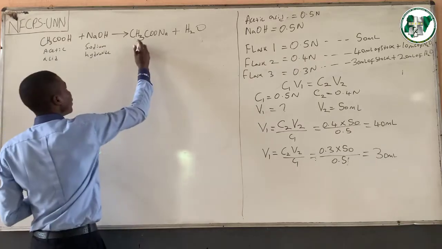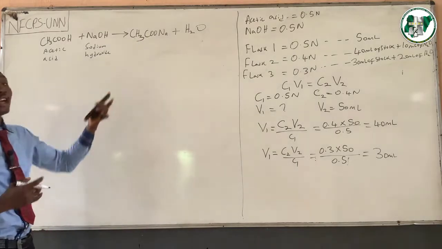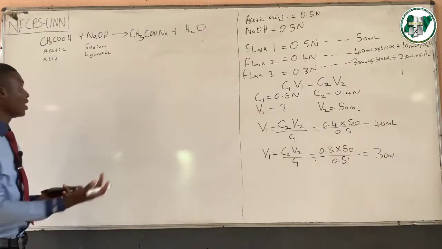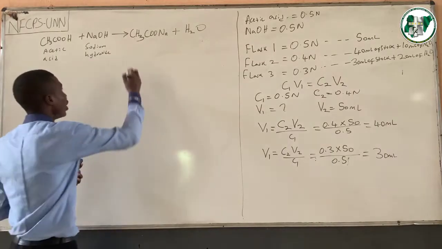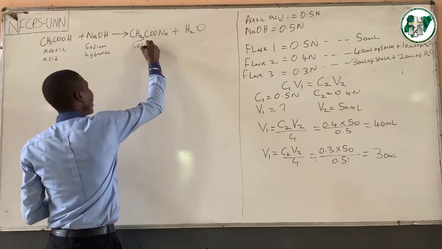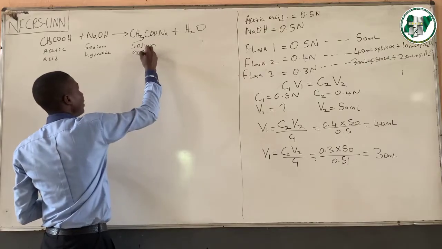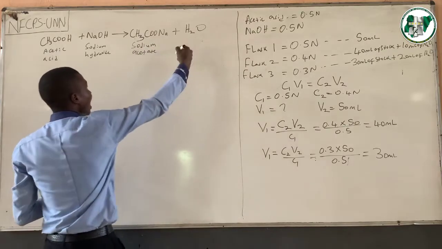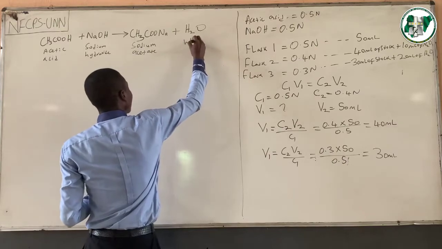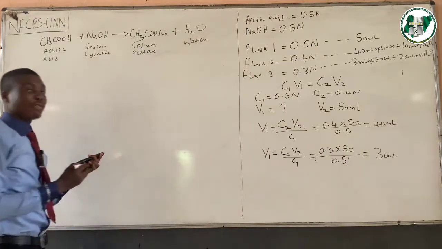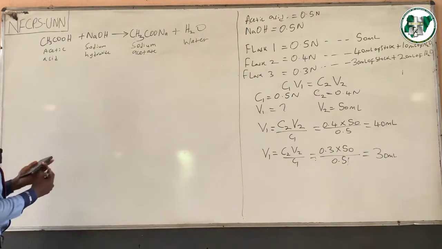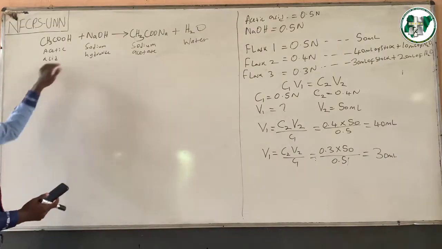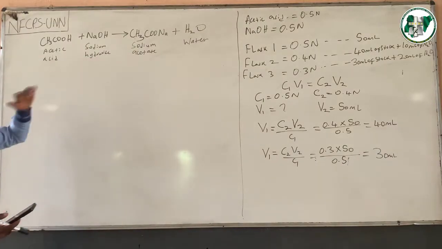Then yielding, you can call this sodium ethanoate or sodium acetate. Since we're working with acetic acid, we can call it sodium acetate, but the IUPAC name is sodium ethanoate. And then this is our water. Now let's check if the components of this particular experiment, this equation, are actually balanced.